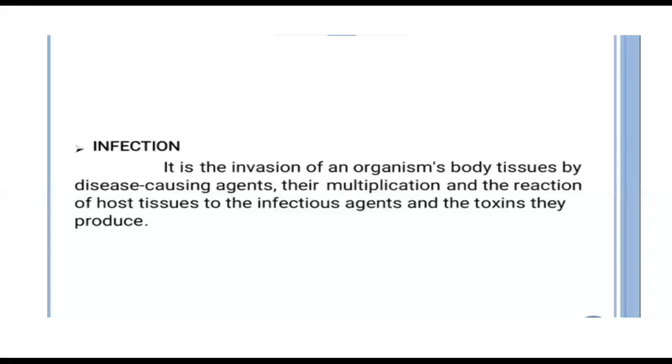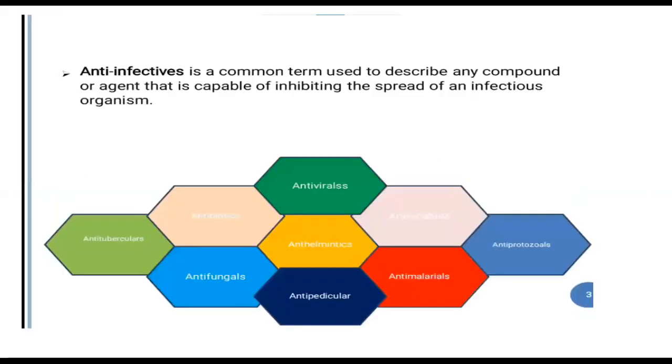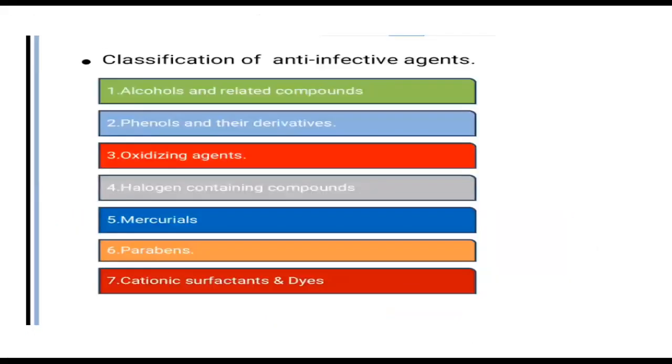Now, to understand what anti-infectives are, we will quickly go through what infection is. Infection is the invasion of an organism's body tissue by disease-causing agents, their multiplication, and the reaction of host tissues to the infectious agents and the toxins they produce. So anti-infective is a common term used to describe any compound or agent that is capable of inhibiting the spread of infectious organisms. We have already classified them, and we are going to study each and every agent individually in our coming lectures.